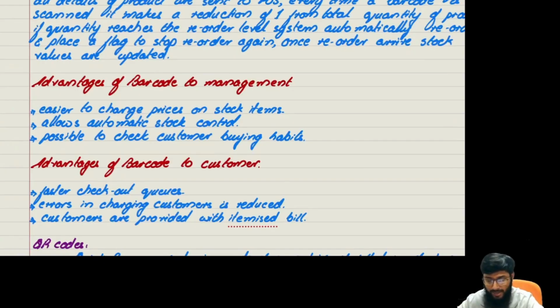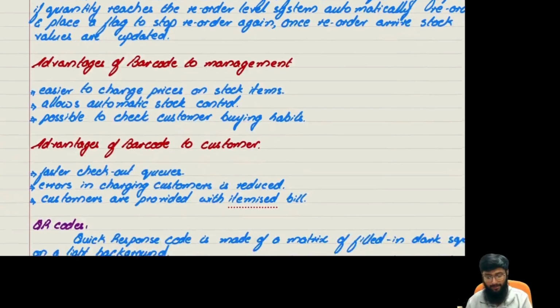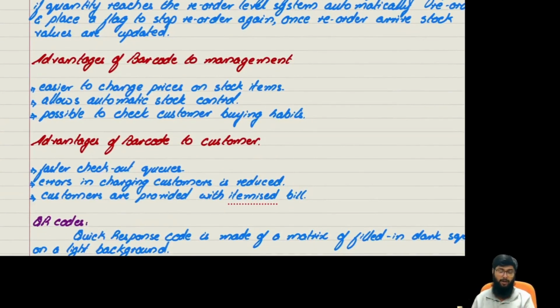Now to the customer, what will be the advantages? We do have faster checkout queues, no errors in charging the customers, and we can get the itemized bill, as well as we may check the dates, like how long things could stay fresher, so we could get these as well. So this was with the advantages of the barcode.